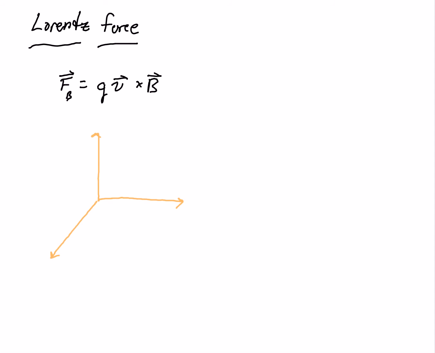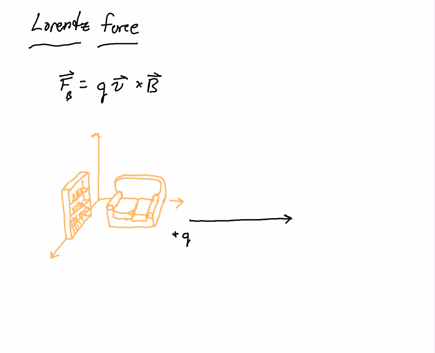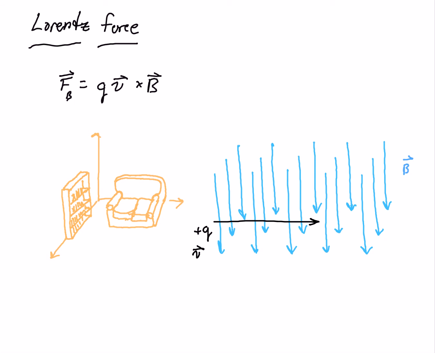So to aid in 3D visualization, here are our axes. It's like the corner of a room. Maybe this room has a comfy sofa and a bookshelf with books. Let's consider a positively charged particle moving to the right through the room. It's got some velocity v, and it's moving right through a uniform downward magnetic field, B. What then would be the direction of the magnetic force on the particle?